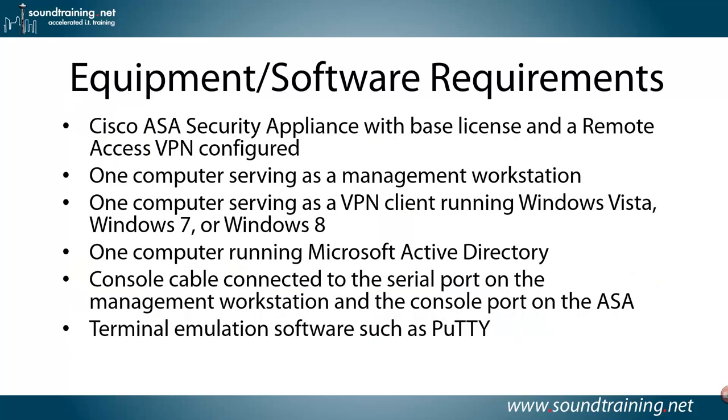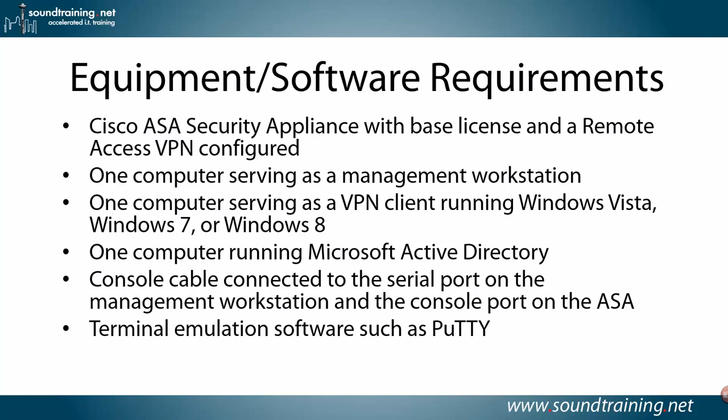Equipment and software requirements, a little more specifically. You'll need a Cisco ASA security appliance with a base license, and you'll need to have a remote access VPN already configured. If you don't know how to do that, check out our video on setting up a remote access AnyConnect VPN, and it'll walk you through it, and then you can come back and do this video and see how to set it up with LDAP.